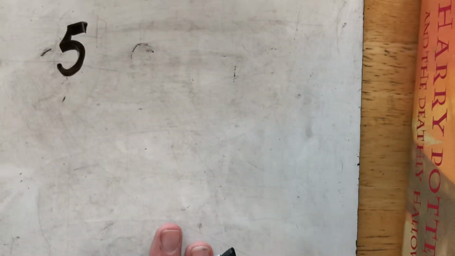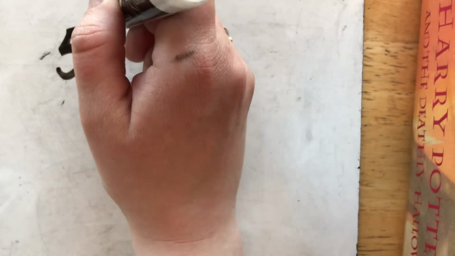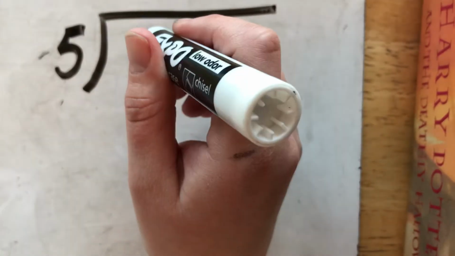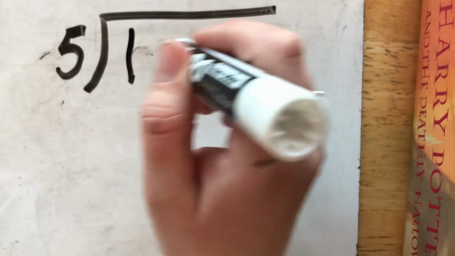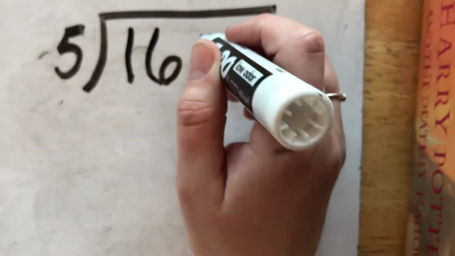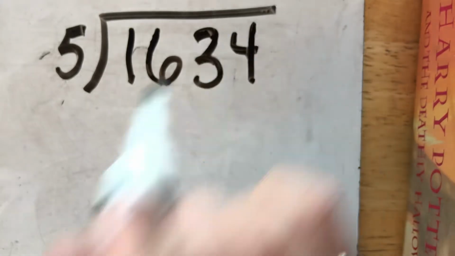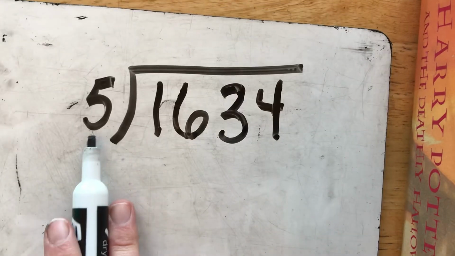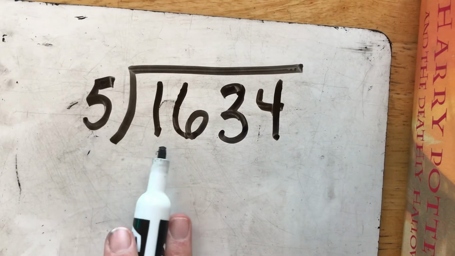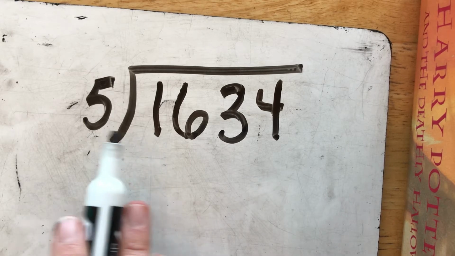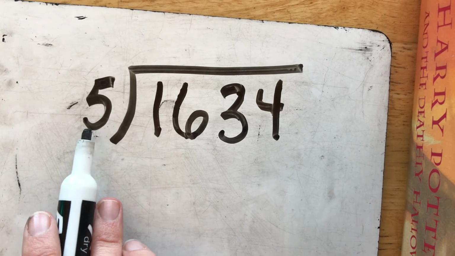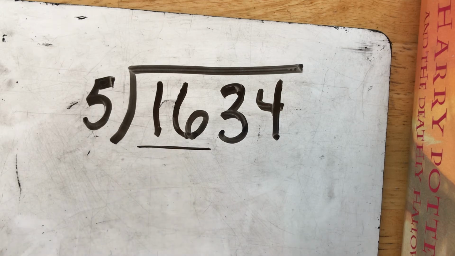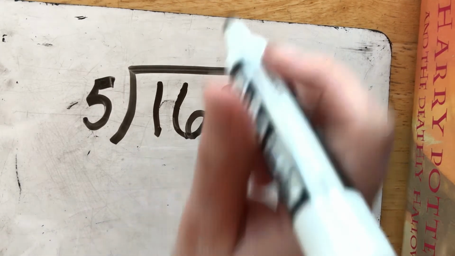I might have 5 into 1,634. Now 5, if I'm going digit by digit, cannot go into 1. 1 is too small. So I'm going to have to take 5 into 16. Well, 5 times 3 is 15, so that will work.